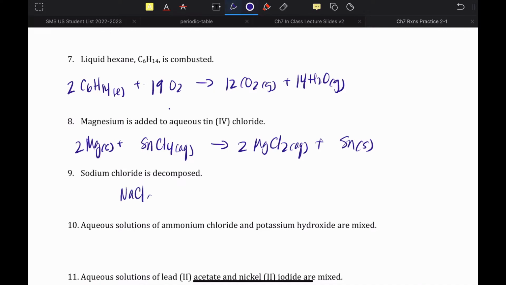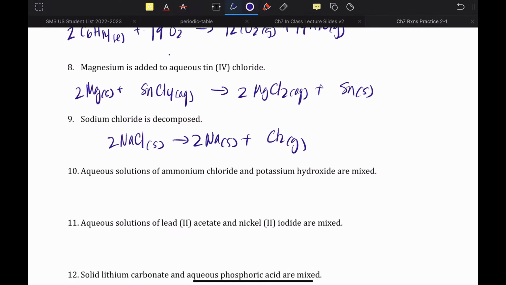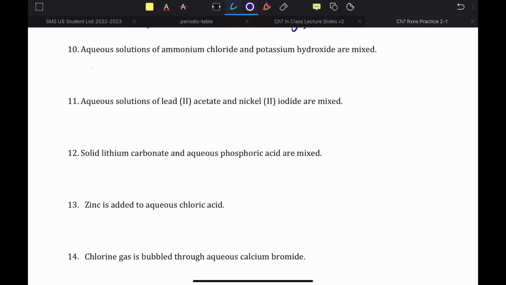Next up, sodium chloride is decomposed, meaning sodium chloride is the only reactant, and it's binary, so it'll decompose to form the respective elements it is made of, right? Bearing in mind, chlorine is diatomic, but sodium is not.